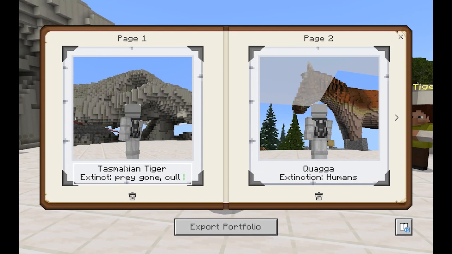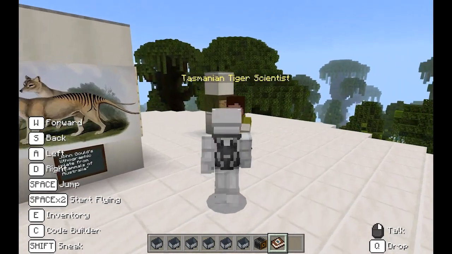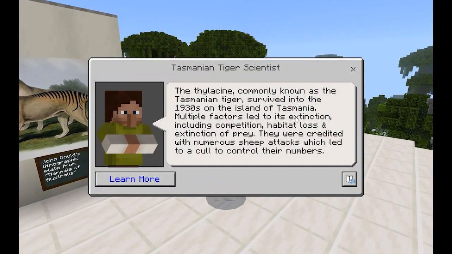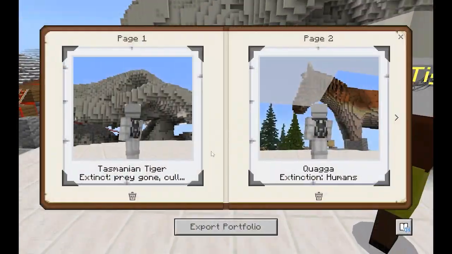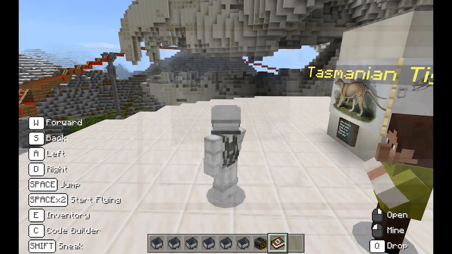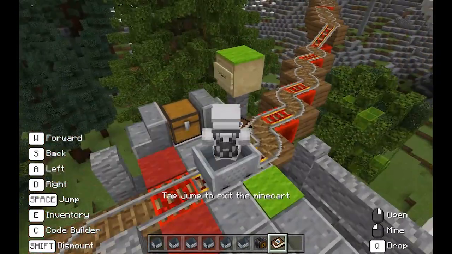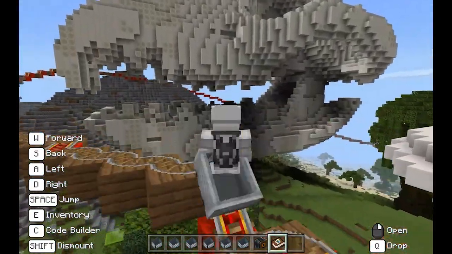Cull of numbers. What else was it? Let me go back and check, make sure I don't write anything wrong. What else was there? I'm gonna go back, look in the text. Oh, competition and habitat loss. Let's add that. Oop. Did I click? There we go. Competition and habitat loss. There we go. Oh, poor Tasmanian tiger. It's pretty cute. Its skull looks pretty fierce though.